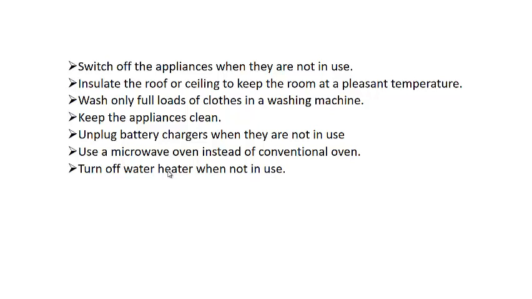Use the microwave oven instead of a conventional oven. In a conventional oven, the power consumption is more as compared to the microwave oven. So we need to replace the conventional oven, if we have one, with a microwave oven. Turn off the water heater when not in use. This is a common mistake that we make. We always keep the water heater on, especially in Kashmir, whether it is in use or not. So it draws a lot of power when it is not in use.